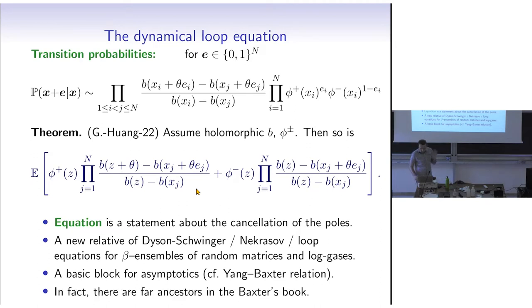Now, I mentioned the name of Baxter here, and it's not a coincidence. There is some relation of this equation to what Baxter was doing for the vertex model. It is not something that we understand fully at this point. There are some formulas in Baxter's book, something that he called the TQ relation, which looks somewhat similar. So there is something which is holomorphic in those formulas. Now, the direct connection is unclear at this point.